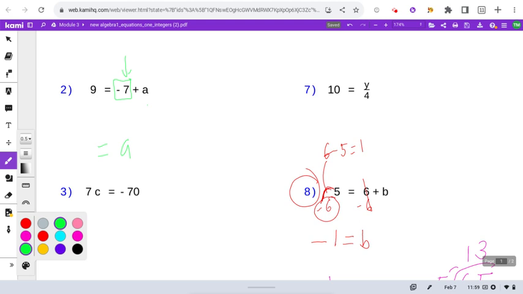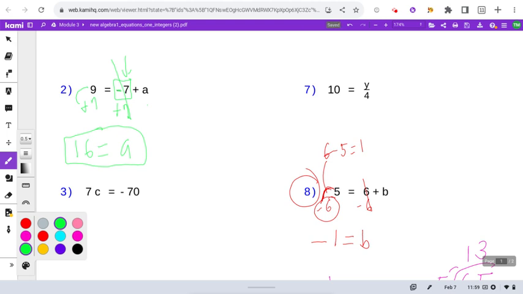So you have a negative 7. You want to get rid of negative 7. The opposite is to add 7. Add 7 here. Add 7 here. So these 7's on this side will cancel each other. And you'll have 9 plus 7, which will give you 16. So you'll get problems like those also.